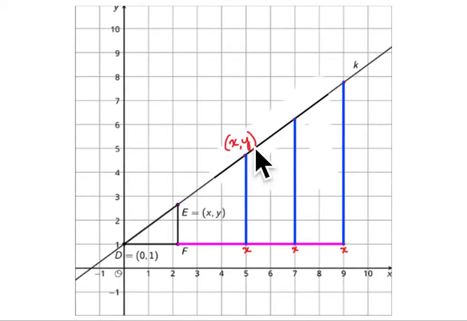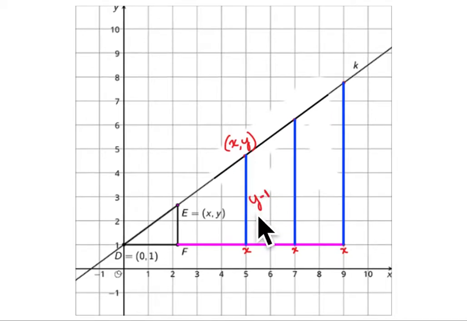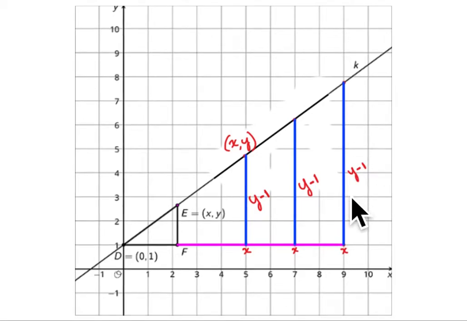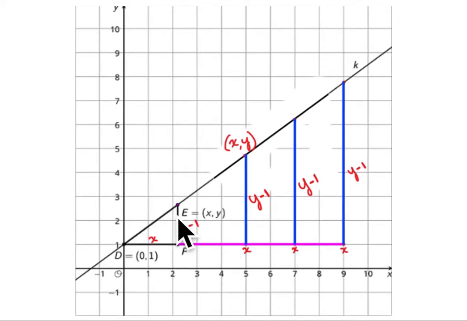So if this is y, this length is not y. This vertical length is that y coordinate minus 1. This length right here is not the y coordinate, it's the y coordinate minus 1. You have to subtract that 1. And this length right here is not the y coordinate, it's that y coordinate minus 1. You have to subtract this 1. And the same down here.